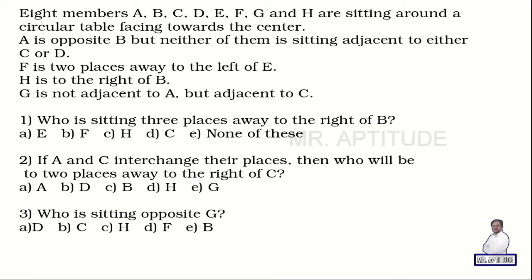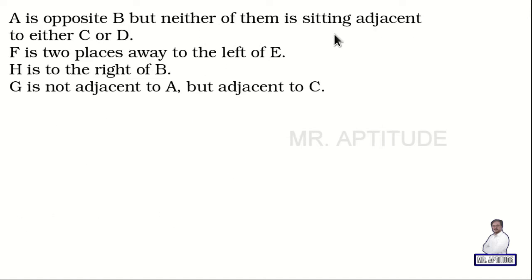Now, let me explain to you each and every condition given. You are given that there are 8 members, A to H, and they are sitting around a circular table facing towards the center. And the conditions given, let me write it this way. You are given that A is opposite B, but neither of them is sitting adjacent to either C or D.